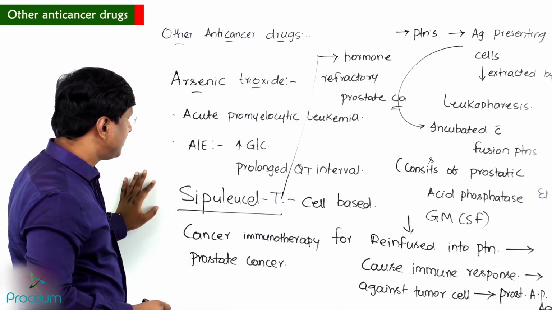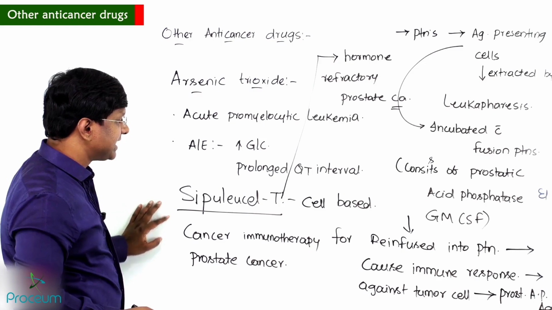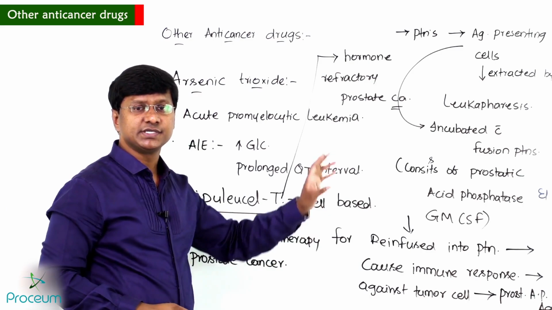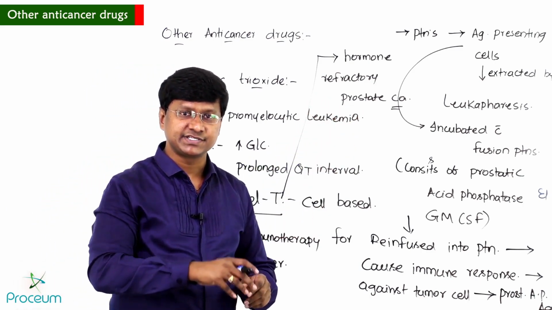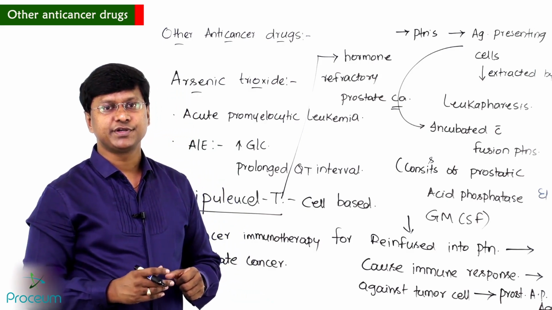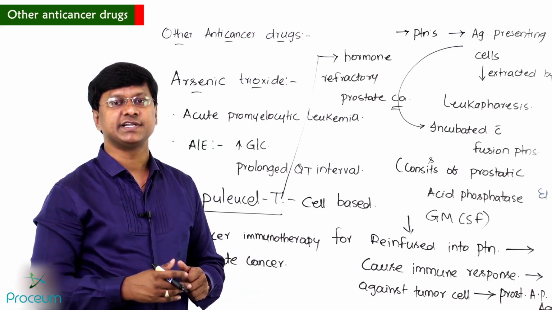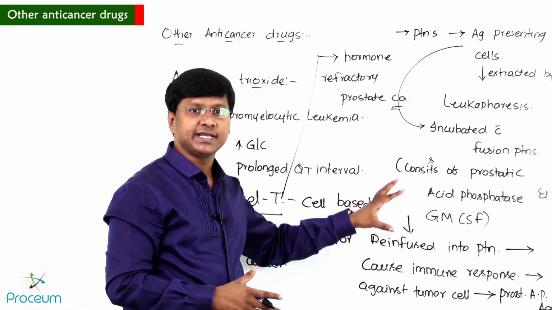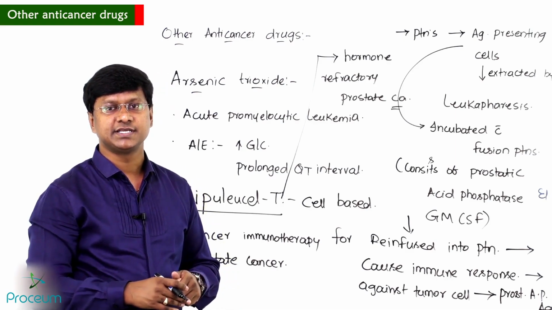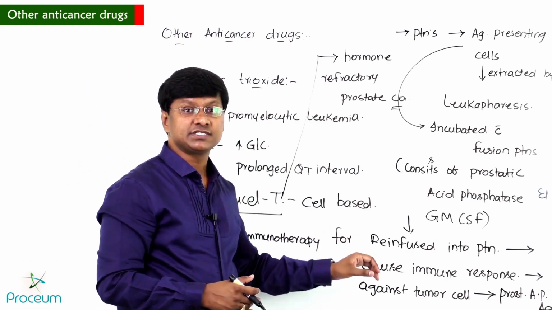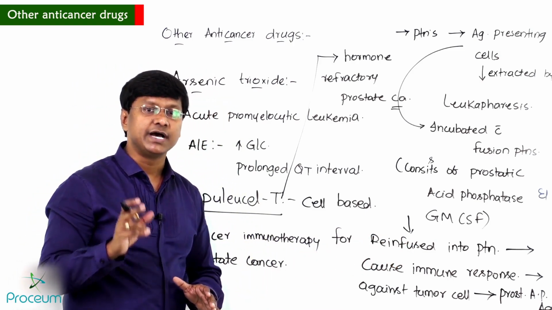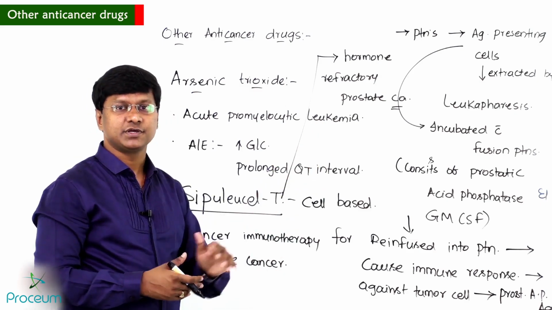So Sipuleucel-T, remember, is one of the cell-based cancer immunotherapies for prostate cancer. What we do is, the patient's antigen presenting cells are extracted by leukapheresis and incubated with the fusion protein. That fusion protein consists of prostatic acid phosphatase as well as GM-CSF. This entire combination is then reinfused into the patient to cause an immune response against the tumor cells carrying the prostatic acid phosphatase antigen. And remember, this combination is approved for hormone refractory prostate cancer.